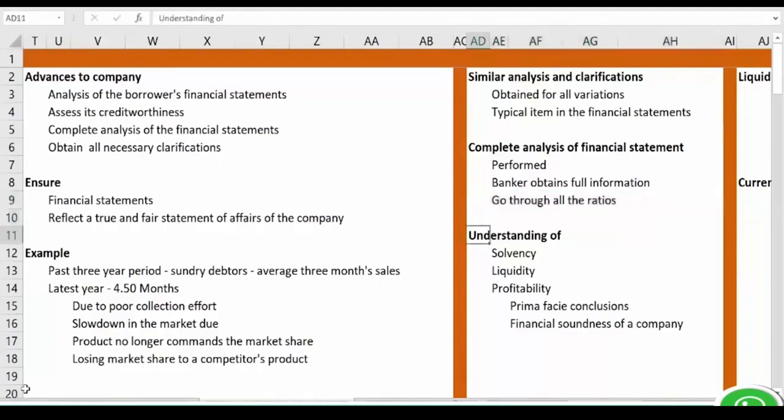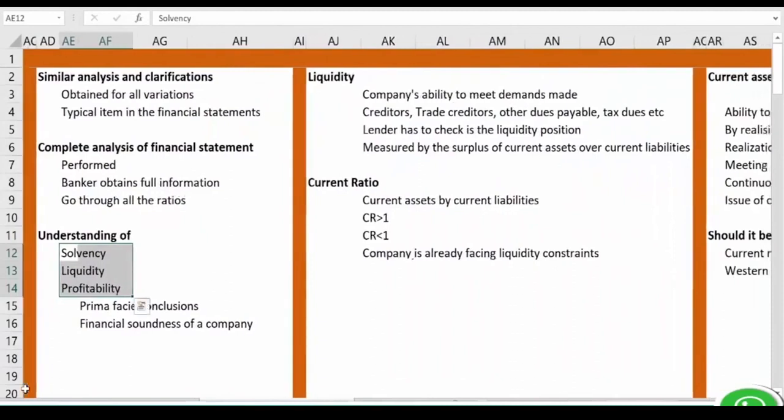Okay, so with regard to companies, or not only companies, all borrowers, understanding three elements is very important: solvency of the borrower, liquidity of the borrower, and profitability of the borrower. So these three will give a prima facie conclusion as to how sound they are when it comes to financial stability, or we can say the financial soundness. That is, these three: solvency, liquidity, and profitability will communicate the financial soundness of a company.